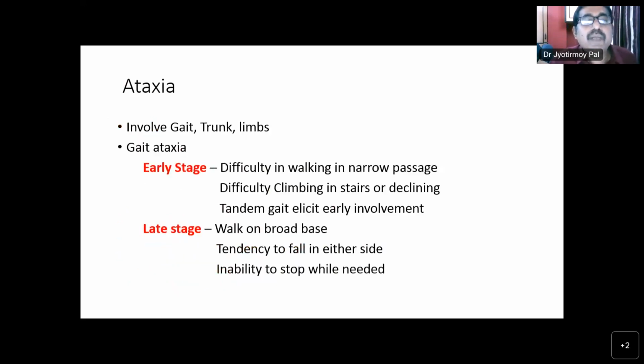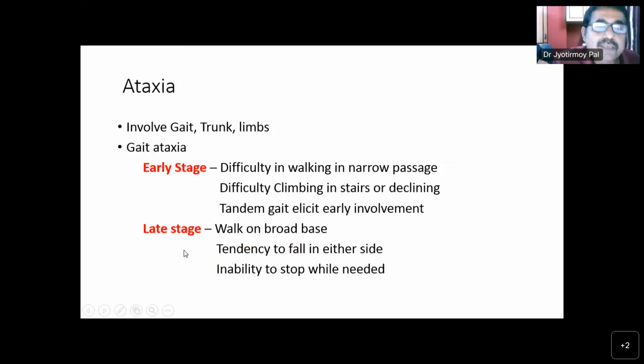Ataxia can involve the gait, the trunk, and the limbs. Gait ataxia can be early stage or late stage. In the early stage, there will be difficulty walking in a narrow passage, and difficulty climbing or descending stairs. Tandem gait, I will show the picture after all, can elicit the early involvement. So this is the feature of gait ataxia in the early stage.